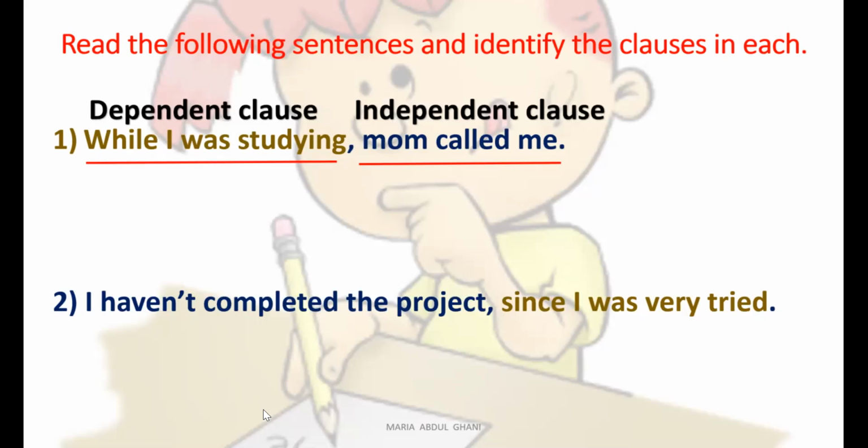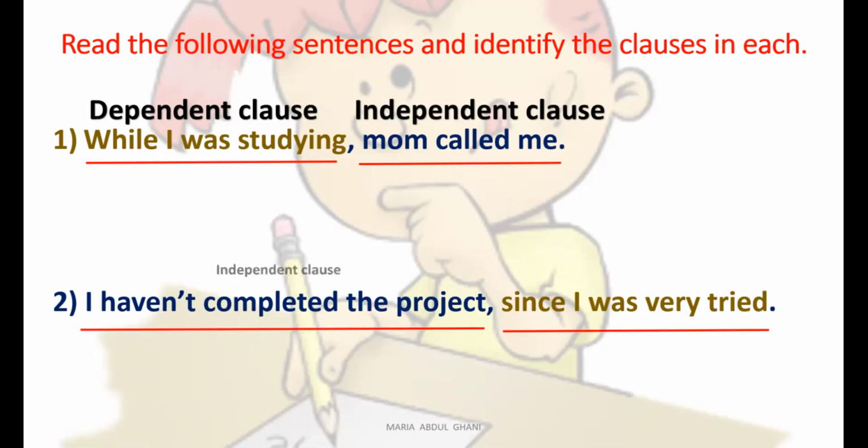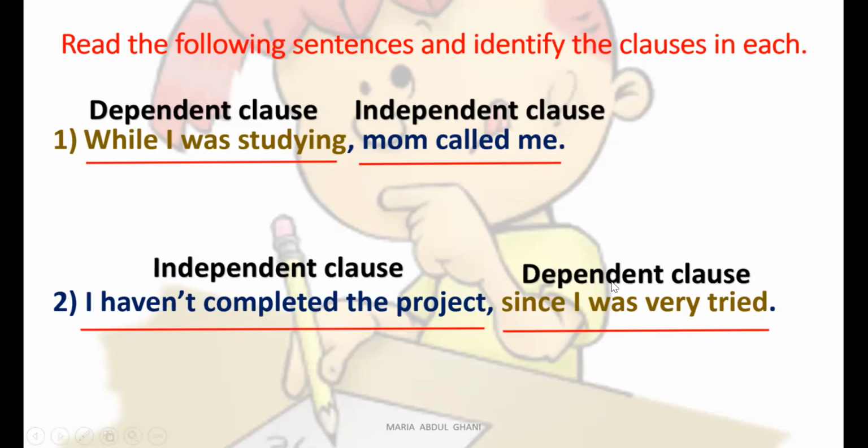I haven't completed the project is independent, since I was very tired is dependent. Okay, very good. So here, I haven't completed the project is the independent clause. It can come by itself in the sentence. Since I was very tired is dependent. We can't say only since I was very tired. Okay, since you were very tired, what happened? So this one is independent, and that one, since I was very tired, is the dependent clause. Let's move on.